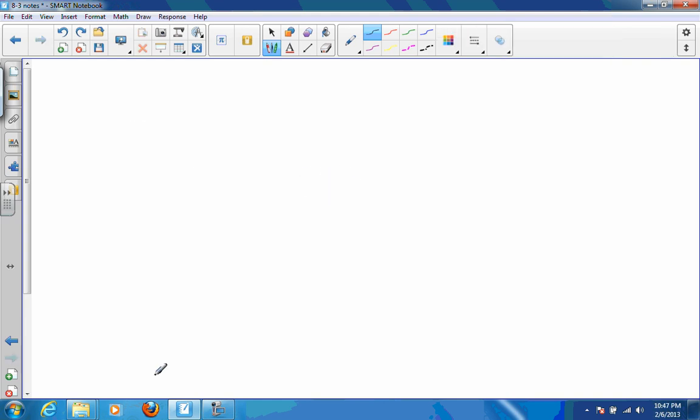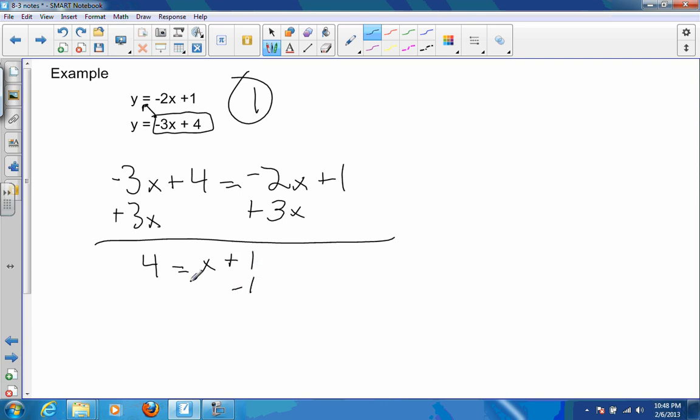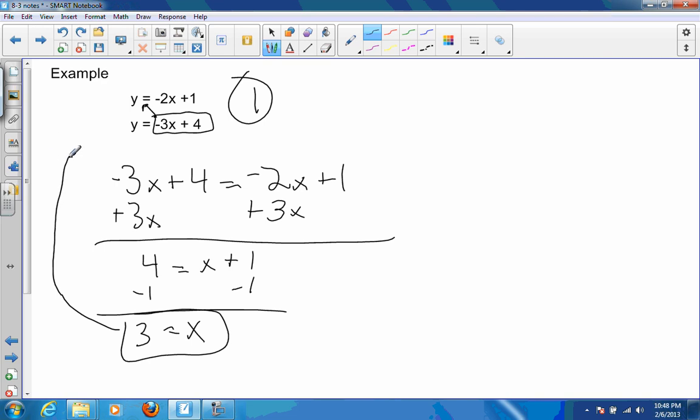Okay? And I want to have my value be positive, so I'm going to add 3x to both sides, plus 3x, and that gives me 4 is equal to x plus 1. Subtracting 1 from both sides, I get 3 is equal to x. Take this, plug it back in to any of the equations. Now it doesn't make a difference. I'll plug it back in here.